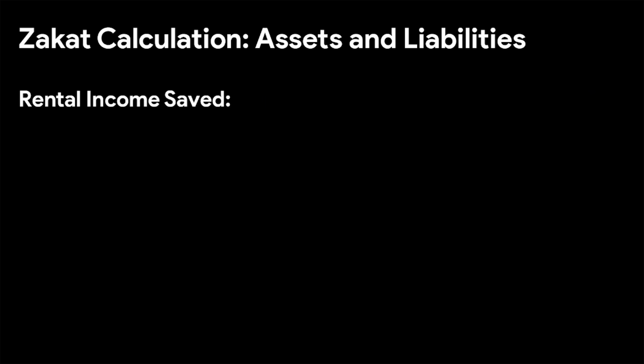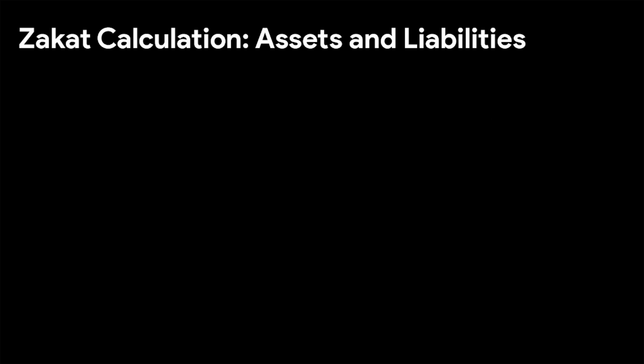The final category is rental income saved. If you own rental properties, zakat is not due on the property itself, unless it is purchased for resale. But if there is any rental income, you must pay zakat on this income. So this is rental income that has accumulated as savings. If it remains in your possession at the time of your zakat calculation, you must include it.